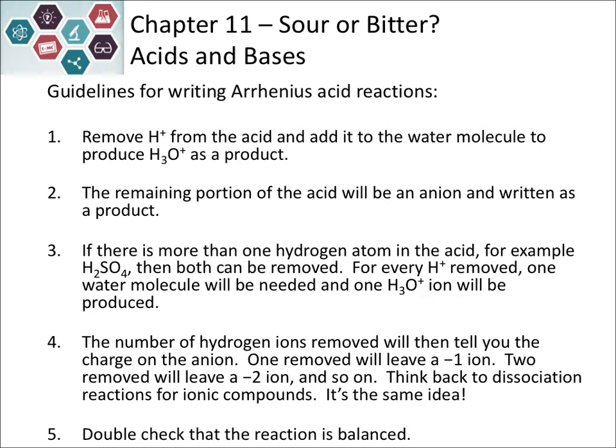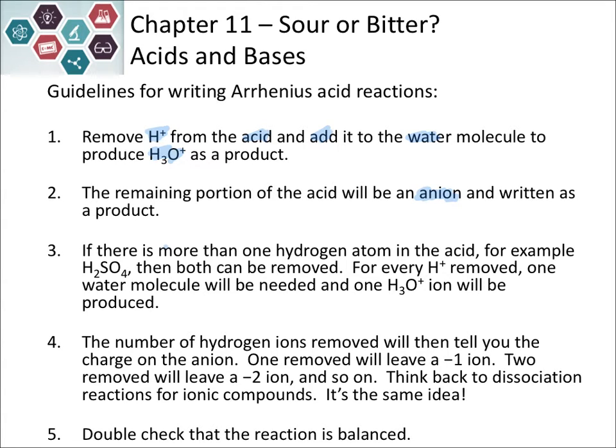So we're going to write Arrhenius acid reactions, and here are some guidelines for writing them. There are a lot of words. In the next few slides we'll work through some examples, and sometimes that's easier to see. But what you're going to always do is take the hydrogen ion H+ from the acid, and then add it to the water to make hydronium. The rest of the acid, whatever's left over, will be an anion. That's one of your products along with hydronium.